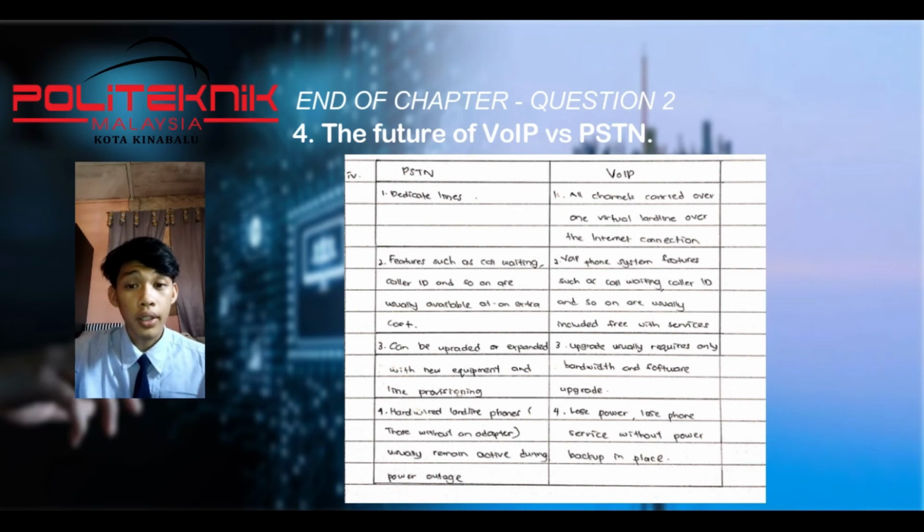The third is that PSTN can be upgraded or expanded with new equipment and line provisioning. For VoIP, upgrades usually require only bandwidth and software upgrades. And finally, number 4, for PSTN hardware, landline phones without an adapter usually remain active during a power outage. For VoIP, you lose power, lose the phone, and lose service without power backup in place.